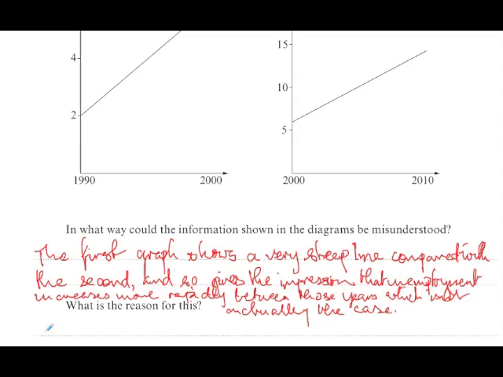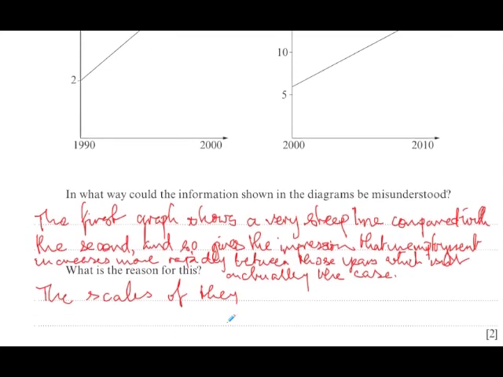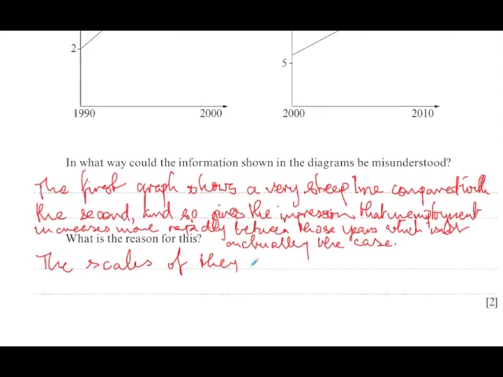And what's the reason for this? The scales of the y axes on both are different. So I guess that's probably enough because there's 2 marks, one for the first part and one for the second.